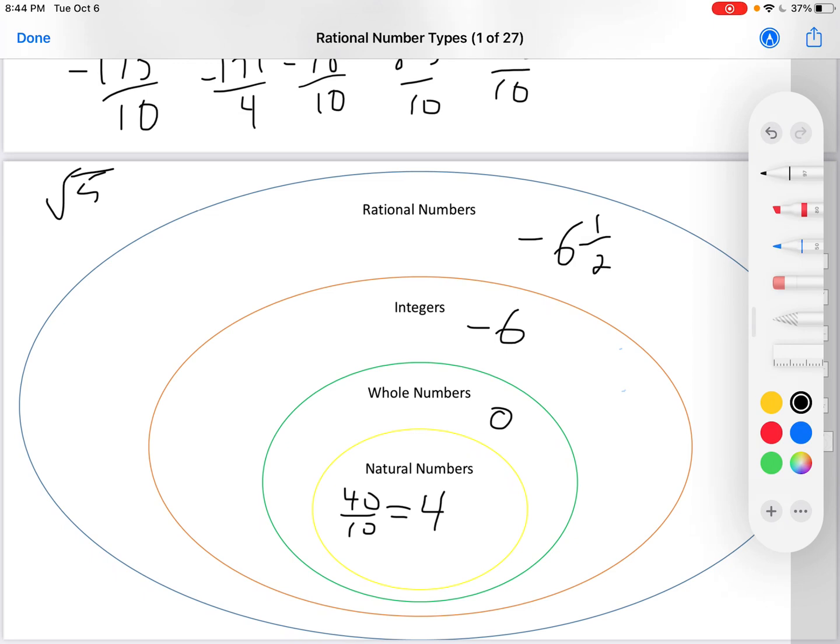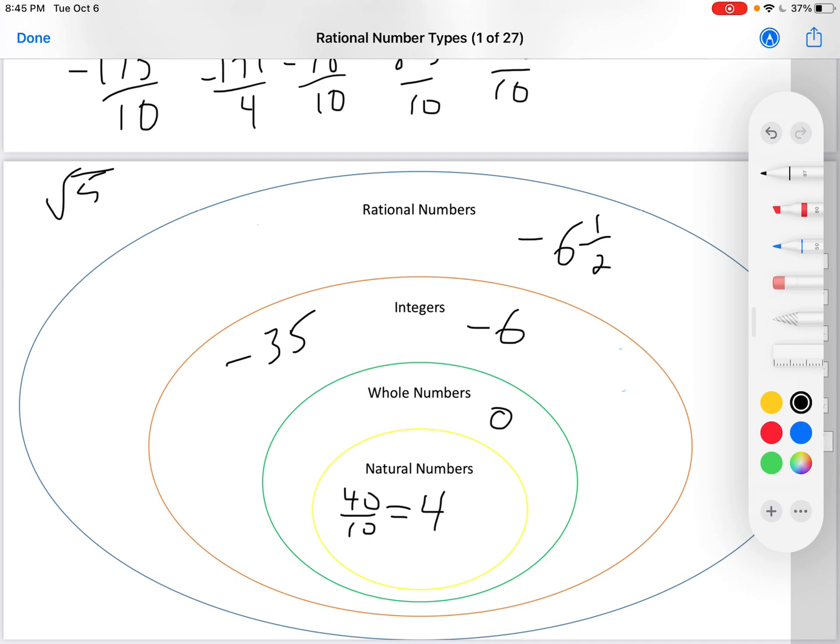How about negative 6? No, we have negative 6. How about negative 35? So negative 35, it belongs in the rational numbers because it's negative 35 over 1. However, it also does not have a fraction part, so therefore it actually belongs in the integers, negative 35. Does it belong in the whole numbers? No, because it is negative and whole numbers cannot be negative.